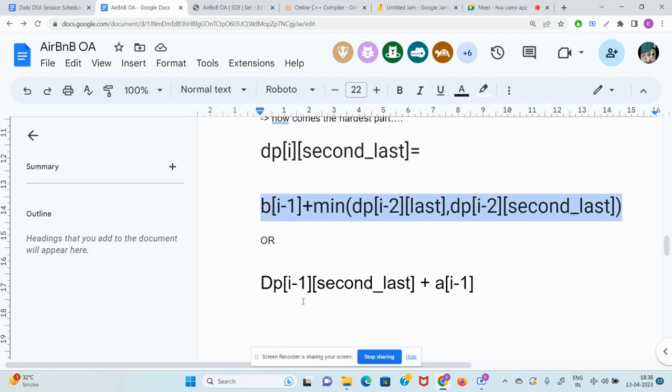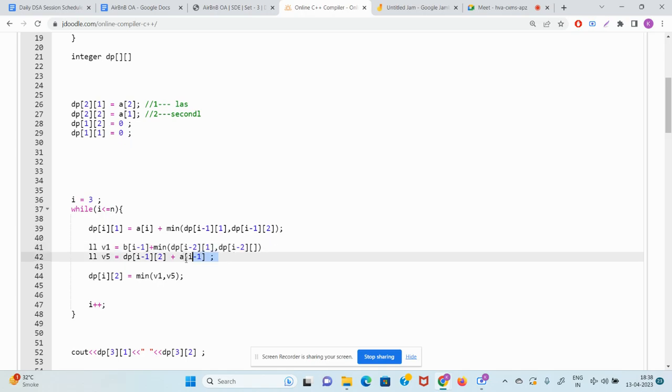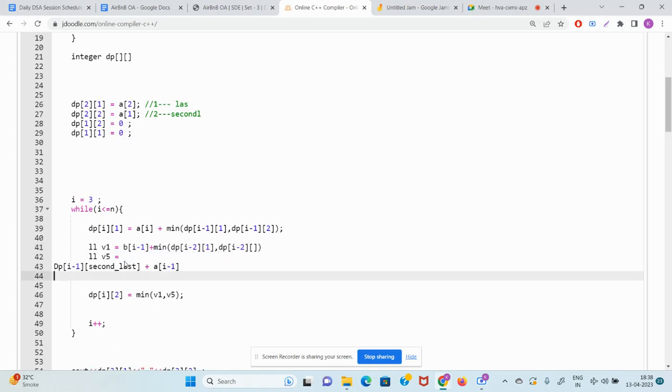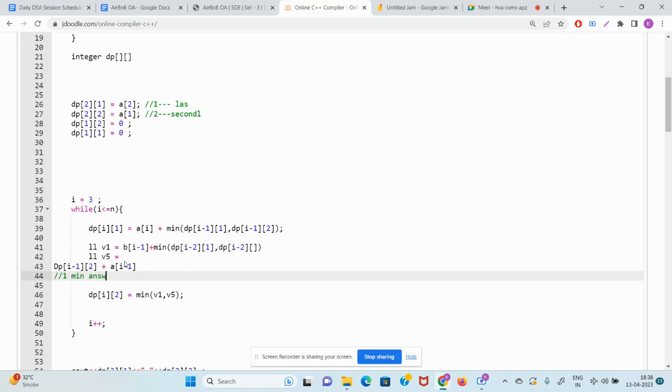What is written for V2? This one. This is the second possible answer. Second last, wherever it is written, I'm writing 2. Guys, is the code clear? I equal to 3, DPI1 is this. V1, one possible answer, second possible answer. Then minimum of both is DP of I of 2, okay?